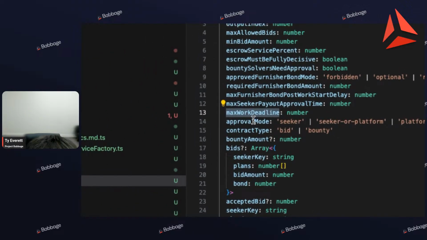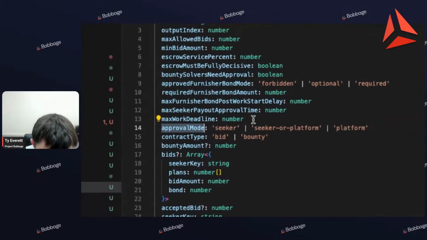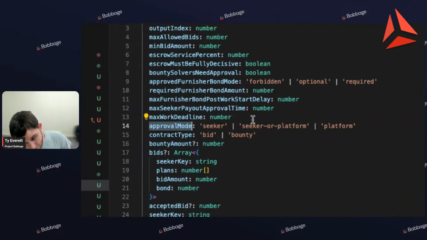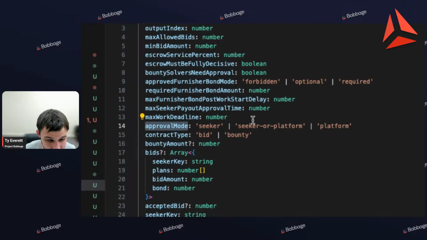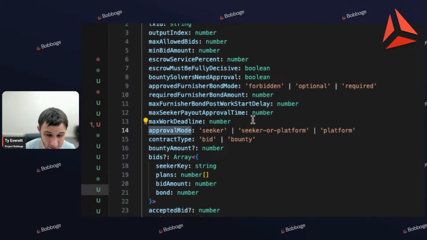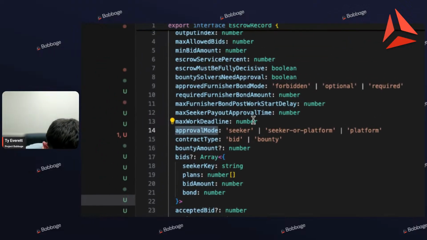This value relates to whether the seeker, the platform, or both may approve work to be done. Currently, this is not implemented, but we can certainly add it to the platform side, where the platform could be involved with the approval of bids or the approval of a solver in the case of a bounty contract. It could be just the seeker who may approve, or it could be the platform that's the only one that might be able to approve. So the approval mode.